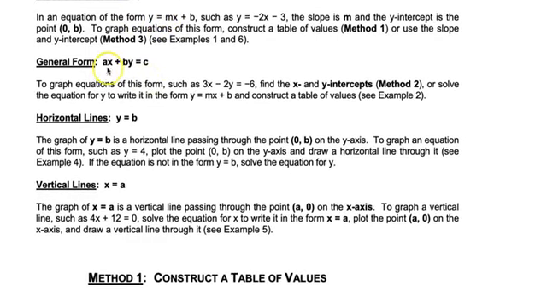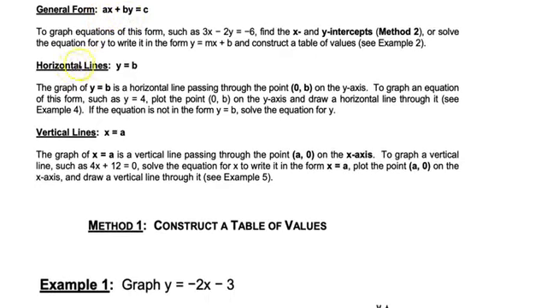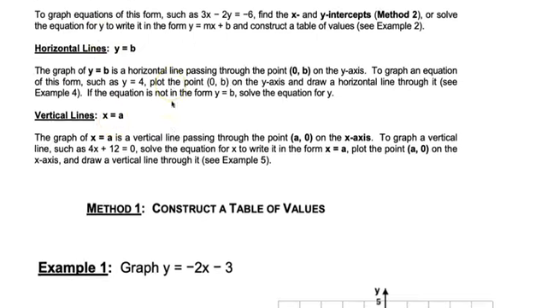There's also the general form, where you have x and y on the same side. And we'll talk about how to graph that in different ways. There's horizontal and vertical lines. So when you only have one variable, like in this case y equals b, that's going to be a horizontal line. And when you only have an x variable, x equals a, that's a vertical line. So we'll talk about all these in this review.